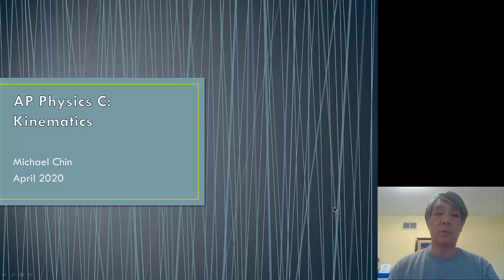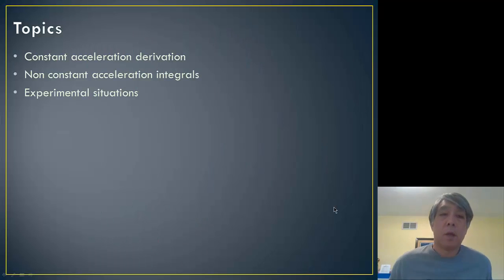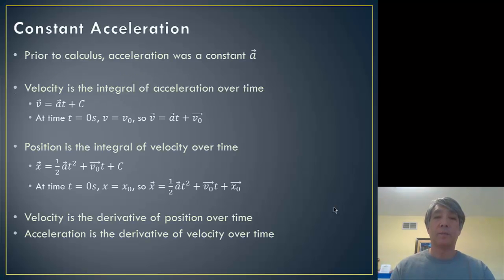This video is a quick review of AP Physics C Kinematics. We're going to look at some of the calculus aspects of kinematics and then perhaps some experimental situations at the end. Prior to our understanding of calculus, our acceleration was always a constant value.